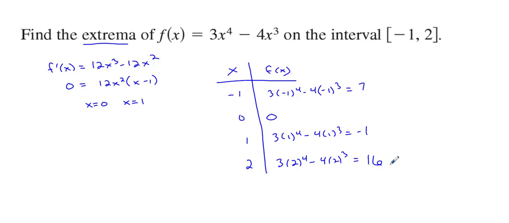What's the smallest number? -1. So we have a minimum of -1. What's the maximum? What's the biggest number? 16. So we have a minimum of -1 and a maximum of 16.